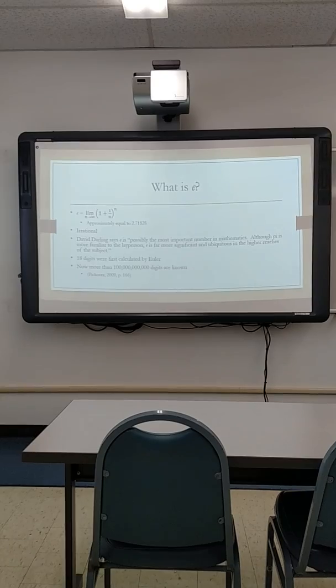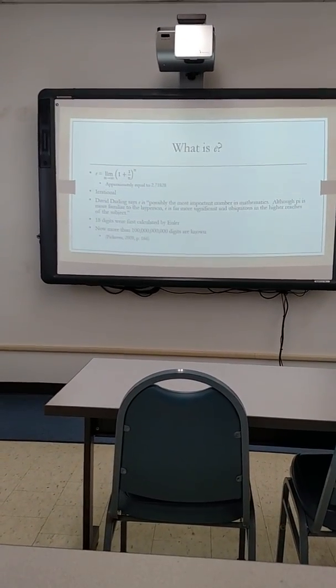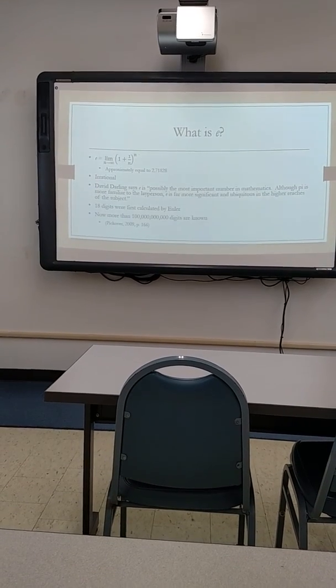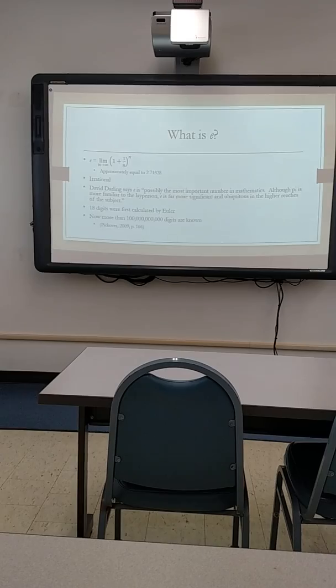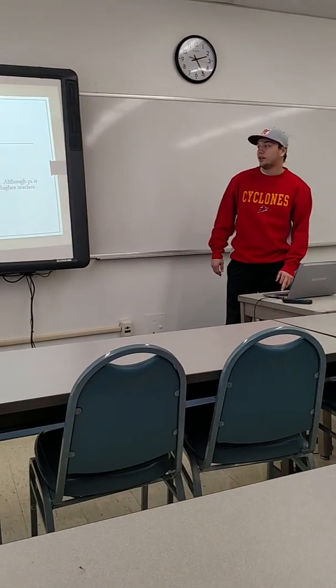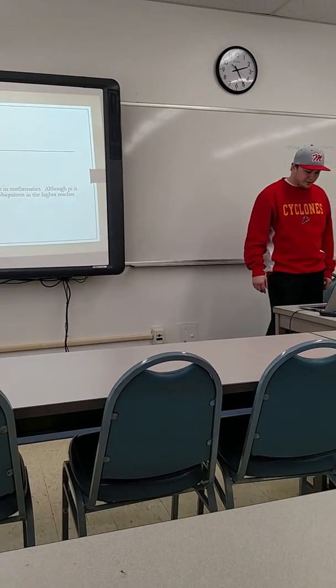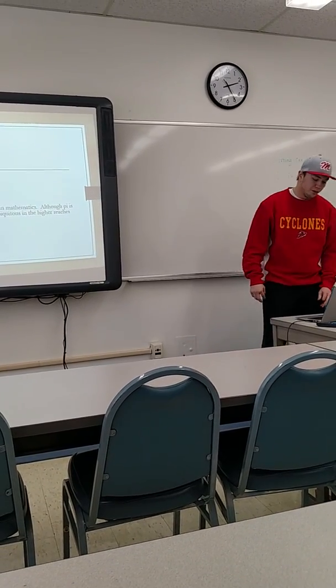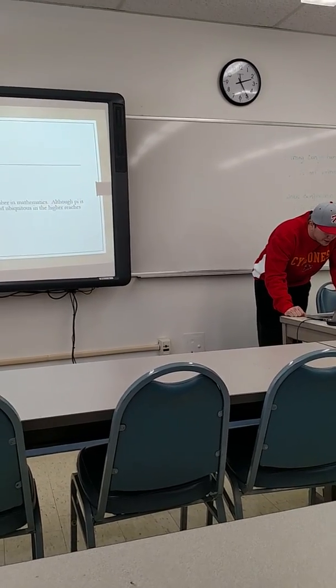So what is e? e is defined as the limit as n goes to infinity of 1 plus 1 over n, all raised to the nth power. And this is approximately equal to 2.71828. It's irrational, and there's a quote from the Pickover book, from David Darling, and it says, e is possibly the most important number in mathematics.